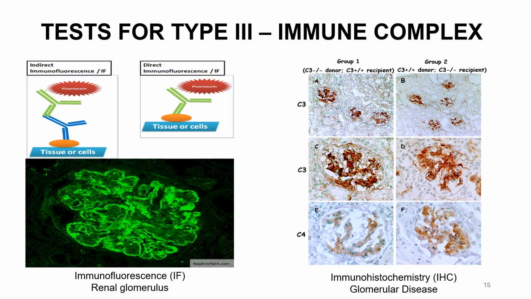Key takeaways: for type 3 hypersensitivity, always think immune complexes, complement activation, delayed onset, vascular and glomerular injury, and granular IF patterns. If you can connect those dots, you'll be able to interpret both clinical descriptions and histologic findings accurately.